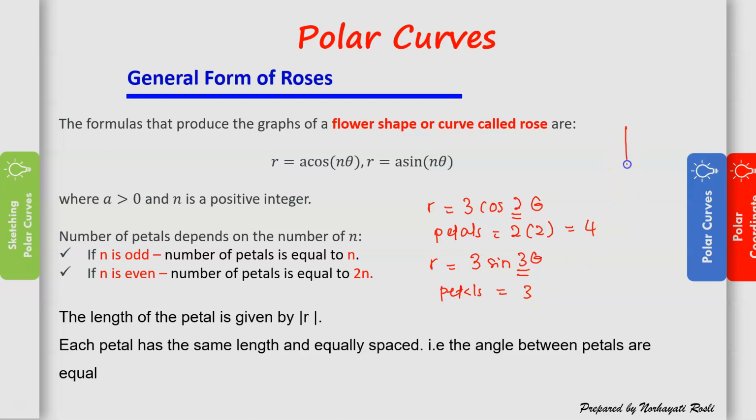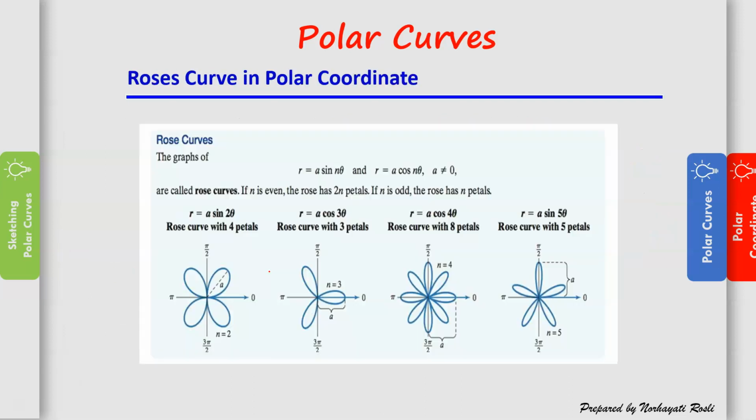What does it mean by petal? A petal is actually like a leaf. For example, if n is 3, you will have maybe 1, 2, 3 petals. But for this other example, maybe you will have 1, 2, 3, 4 petals. So 1, 2, 3, 4 petals. This depends on n, whether it is an odd or even number. So class, generally, we will have this kind of shape for roses.